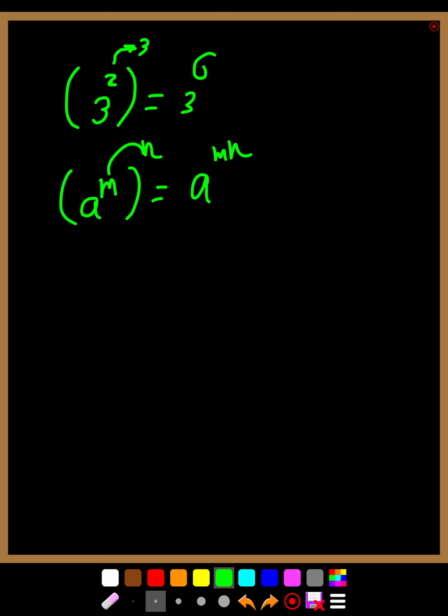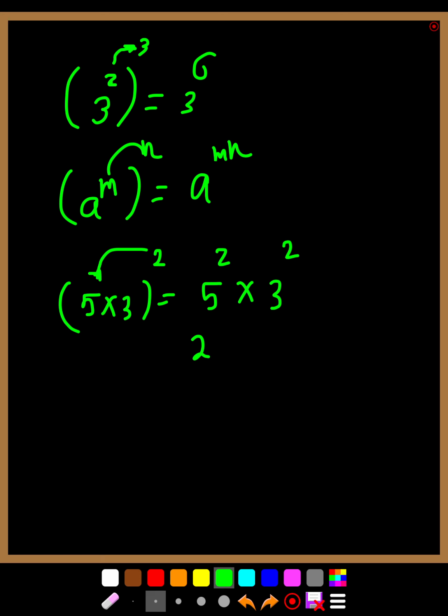If you have, for example, 5 times 3, all to the power 2, here you can distribute the power to the two factors. We are going to say 5 squared times 3 squared. 5 squared will be 25, and here it will be 9. And after that, 9 times 25 will be 225. Someone else who can tell me something else?